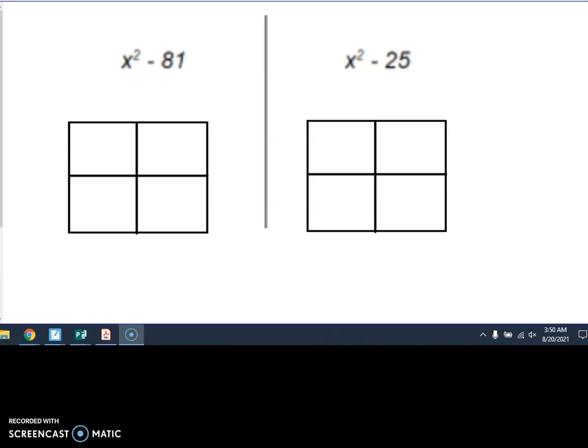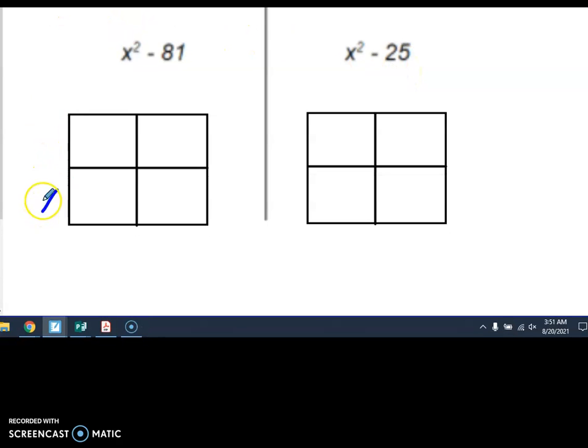In factoring these, you might recall from Algebra 1 that you have a special quadratic case here, and that you don't have an x term, which means the x term is a 0. And we know that this one's special because the first and the second terms are both squared terms. So this is x times x, and this is 9 times 9. Same thing here, this is x times x, and this is 5 times 5.